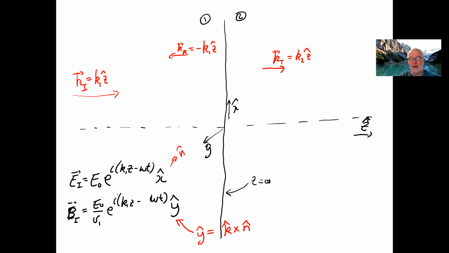And then the k vector is determined by the wavelength, and the wavelength is determined by the frequency and the wave speed. And the wave speed is the same for the incident and reflected wave, because that's just the wave speed in this material. And then the wave speed of the transmitted wave is different. And so I have a different k vector, a different wave number, for the transmitted versus the reflected and incident waves.